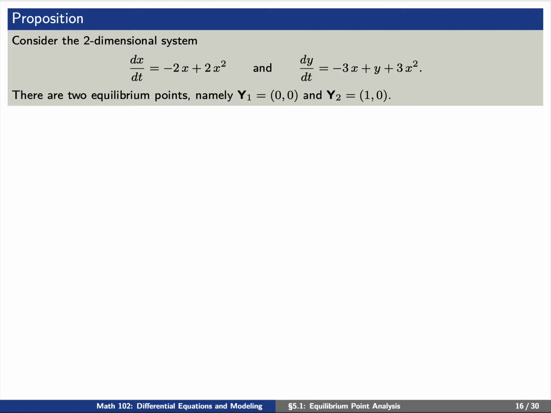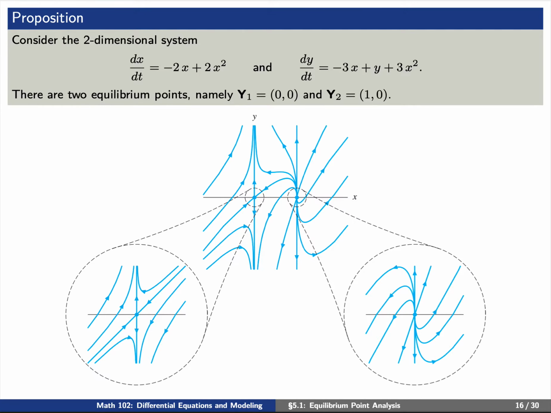Let's consider a special example to get a better idea of what's going to happen today. Say that we have the following two-dimensional system. dx/dt equals negative 2x plus twice x squared, and dy/dt equals negative 3x plus y plus 3x squared. We claim that there are two equilibrium points, namely y sub 1 equals the origin, and y sub 2 equals (1, 0). We can find these by simply setting dx/dt equal to 0 and dy/dt equal to 0. What's of more interest to us are the phase diagrams to explain the behavior of the solutions.